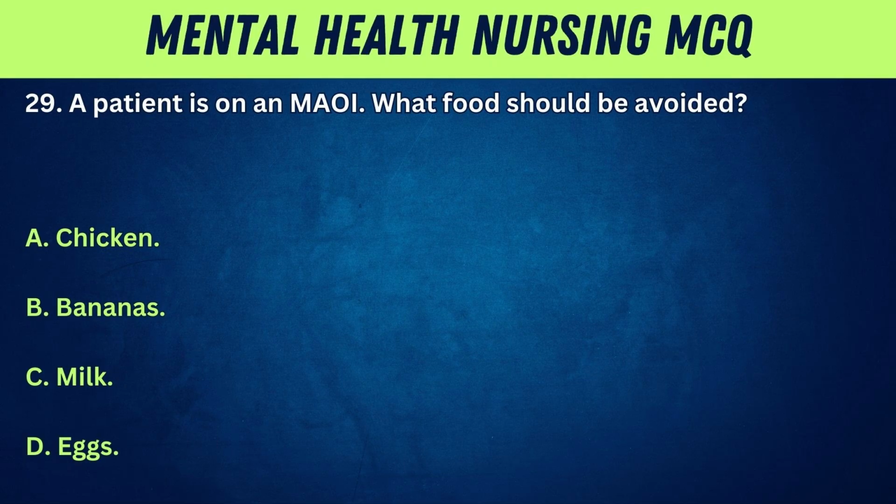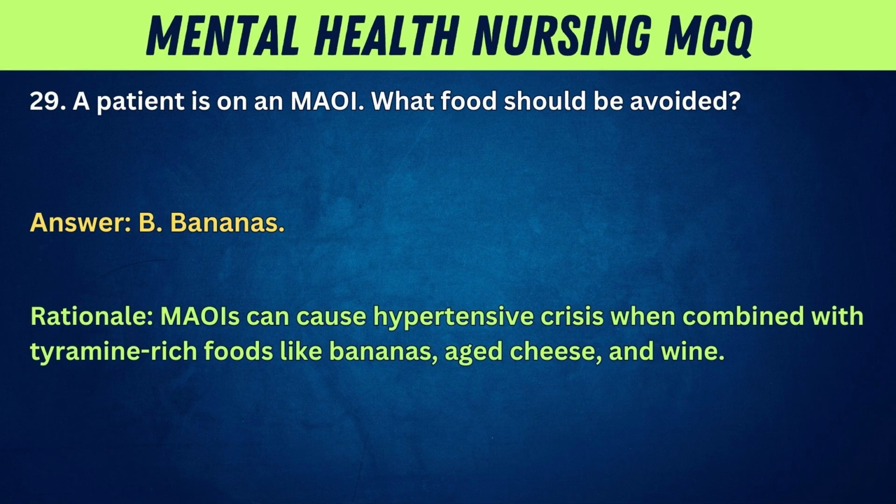29. A patient is on an MAOI. What food should be avoided? A. Chicken. B. Bananas. C. Milk. D. Eggs. Answer: B. Bananas. Rationale: MAOIs can cause hypertensive crisis when combined with tyramine-rich foods like bananas, aged cheese, and wine.